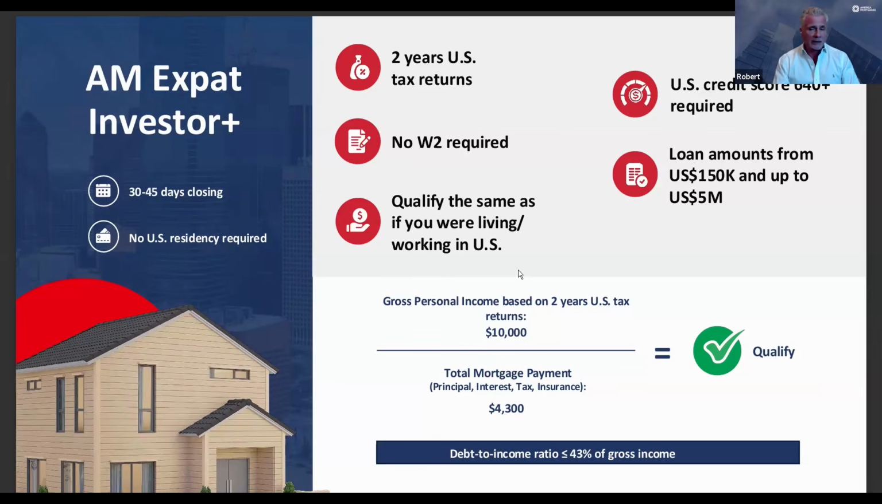So it works the same as a regular U.S. mortgage. It is a regular U.S. mortgage, but it works on your debt to income ratio. And we want to be at least 40, or at max 43%, of your gross income in your mortgage payments.